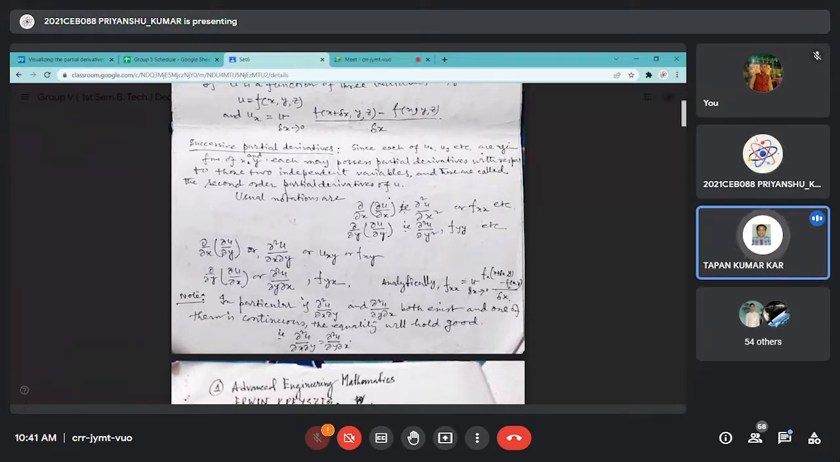First with respect to x. Actually, when I had discussed, I told you that fxy is first with respect to x, then with respect to y. fyx is first with respect to y, then with respect to x. In general, they are not equal. That is, it is not a general conclusion that fxy equals fyx.